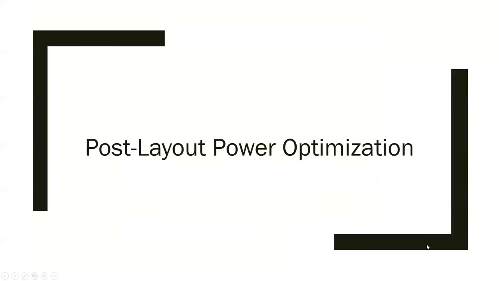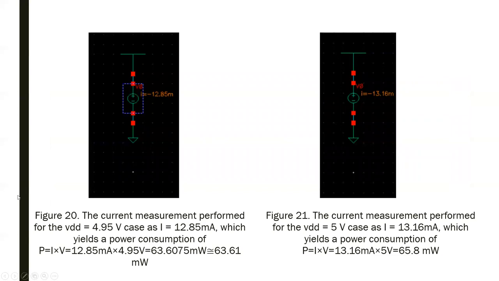And now we can talk a little bit about post-layout power optimization, because it is an important constraint of our system. So first of all, we simulated our system with VDD equal to 5 volts, which is figure 21 here. And here our current was equal to 13.16 milliamperes. And since we already know the voltage value, we can calculate the power value very easily by simply multiplying them. And it gives us 65.8 milliwatts.